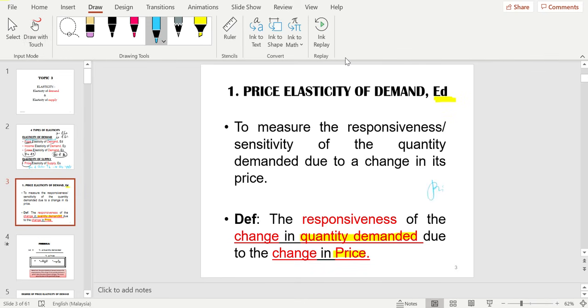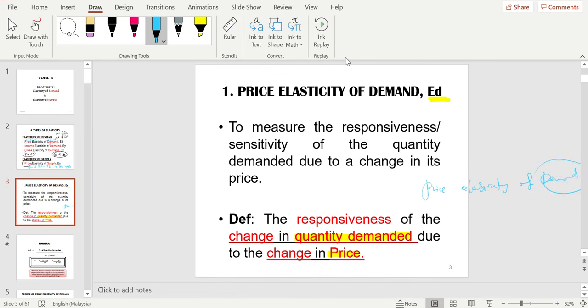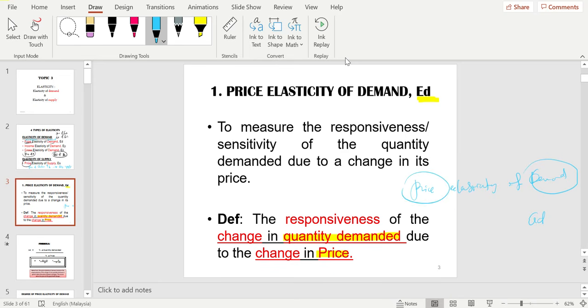ED is price elasticity of demand. So we would like to see the response of quantity demand when price changes. That's why the definition will be the responsiveness of the change in quantity demand due to changes in price. So you cannot change here. Ada student dia buat ini: the responsiveness of the change in price due to the change in quantity demand.